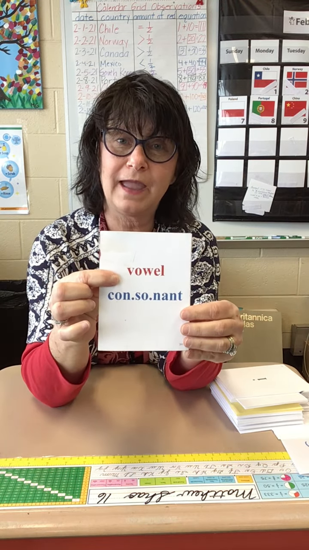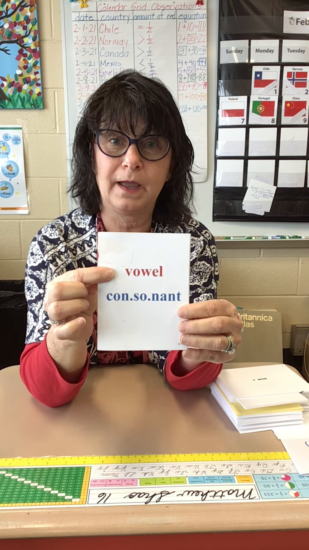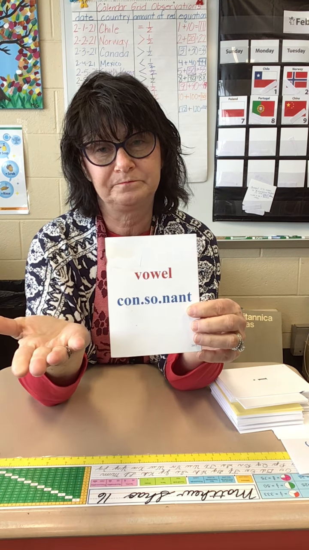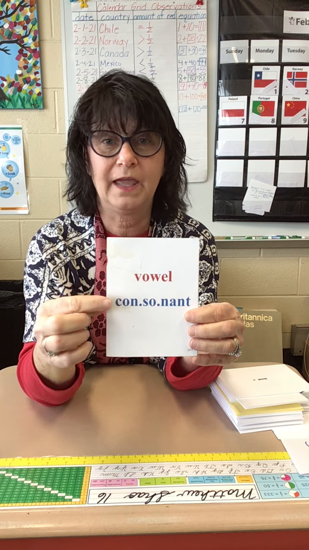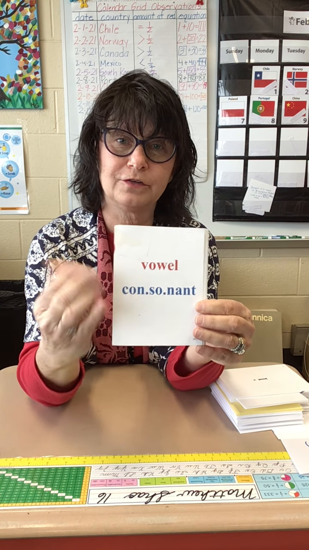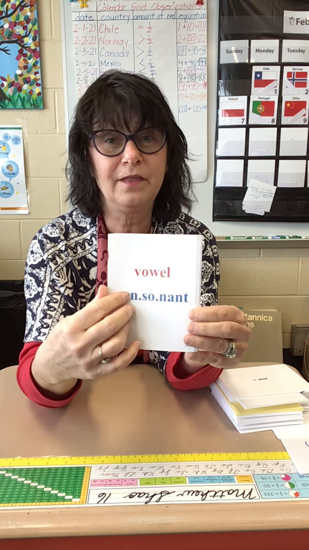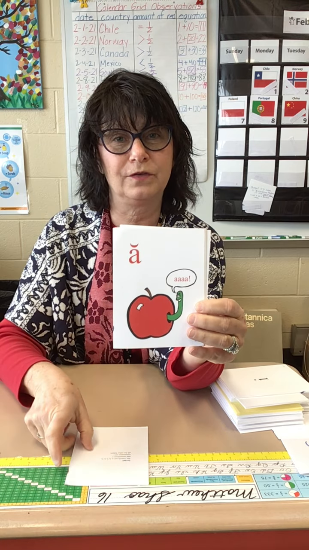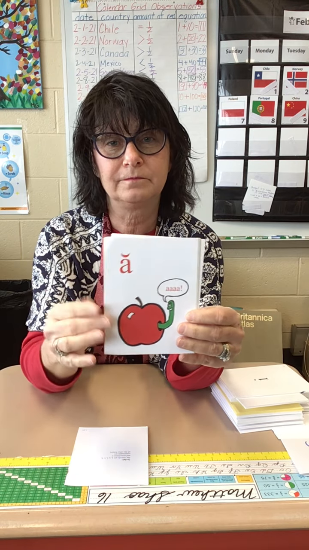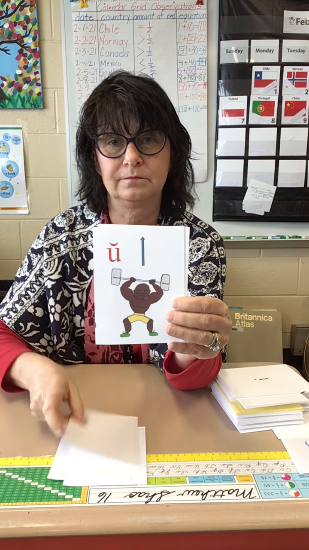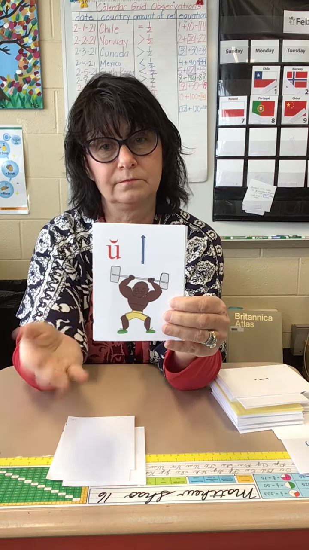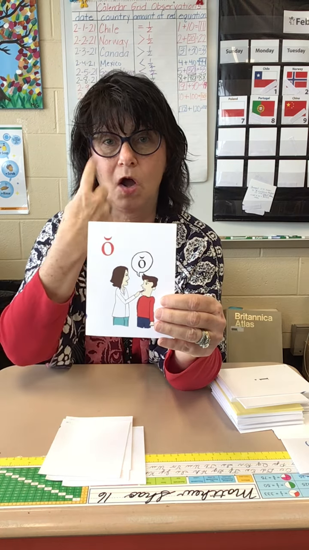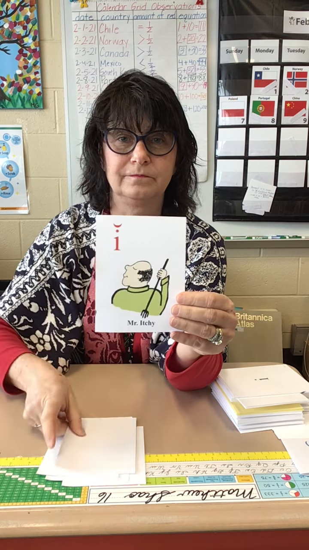A vowel is A, E, I, O, U, and sometimes Y. A consonant is all other letters. And these are the short vowel sounds. A, E, A, I.